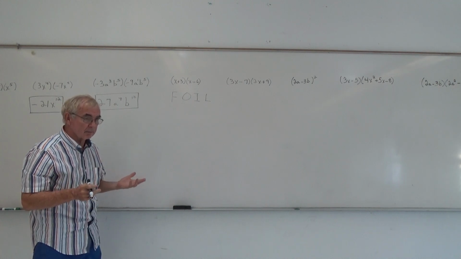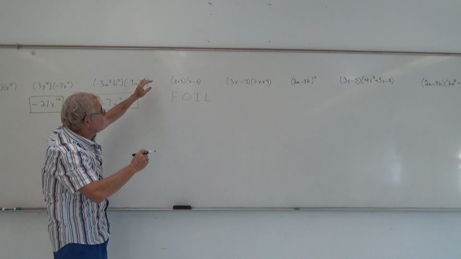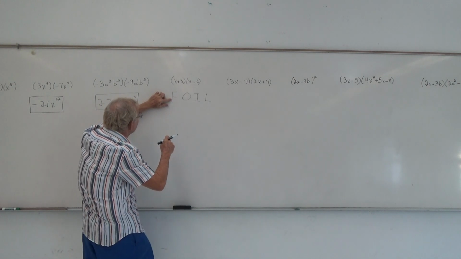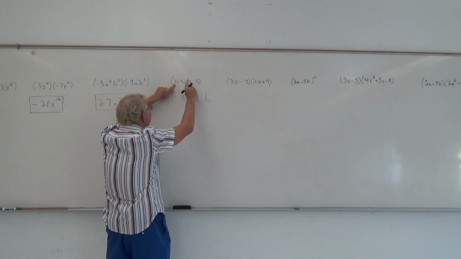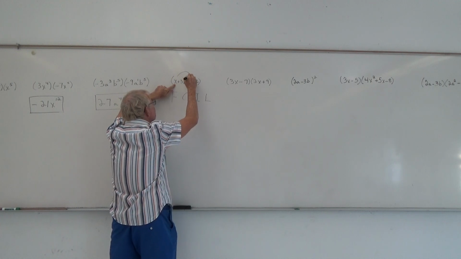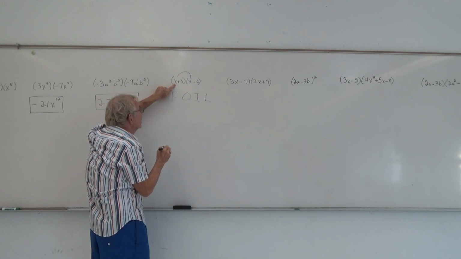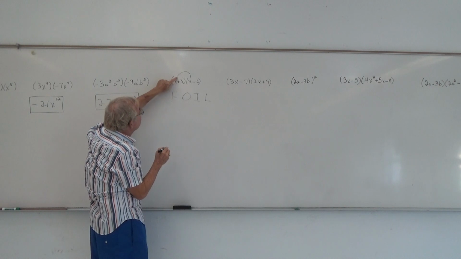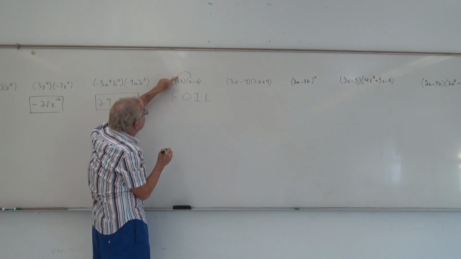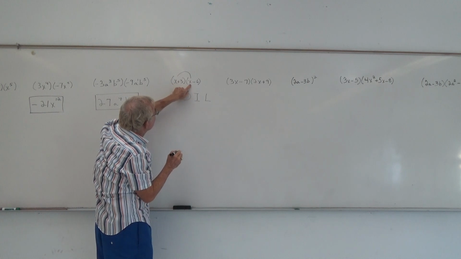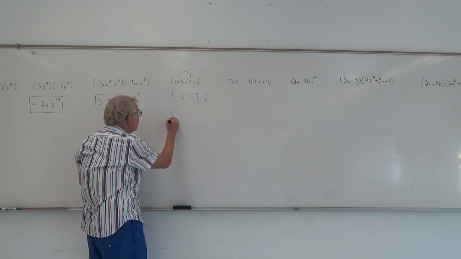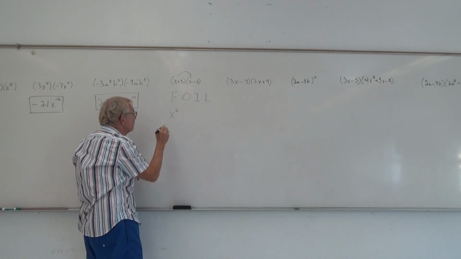So let's show you. Now, I like to run domes. The F stands for the first term in each one. Well, there's the first term, and there's the first term. So we write this little dome to let students see. Remember, these exponents are understood to be a 1 and a 1, and it's the same base, x and x. So the first term is x squared. Okay?